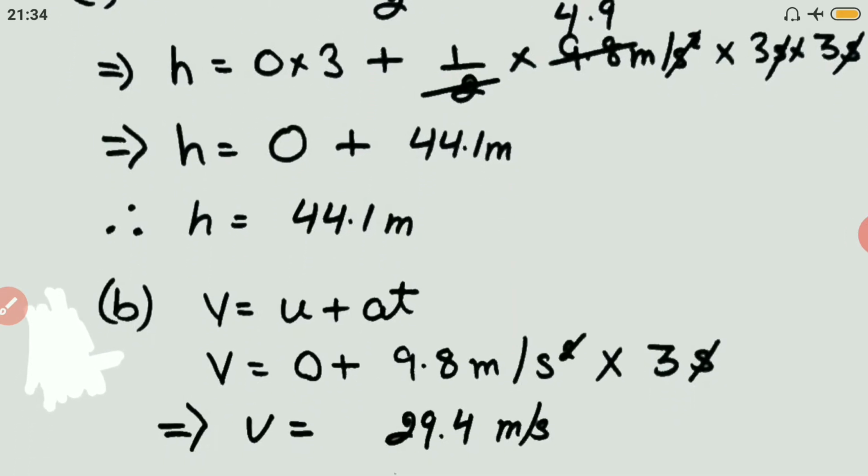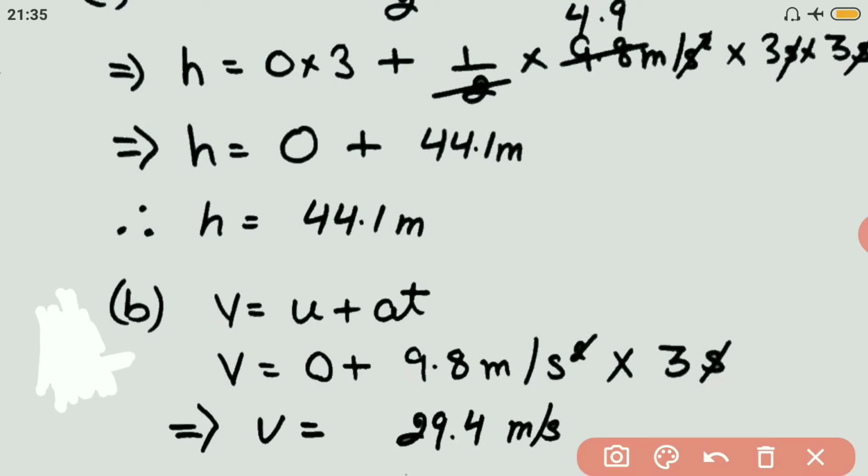Going to the next part, that is part b, velocity. To calculate velocity now I can use v equals u plus at. U is 0 plus a is 9.8 meter per second square multiplied by 3 seconds, and finally I shall get 29.4 meter per second. I hope you understood this number 9. Now we can go to the next question, which is number 10.